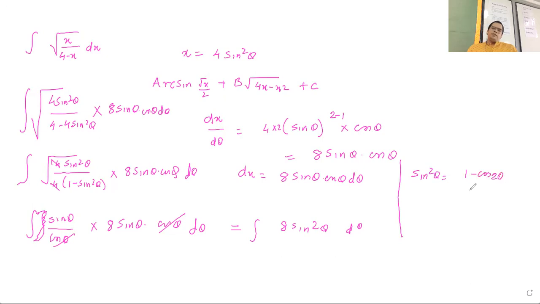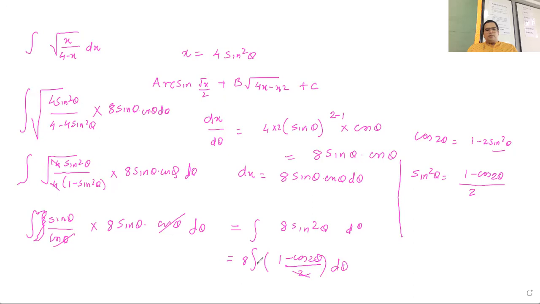And how do we get this? How do we get this is by making sine square theta the subject. So cos 2 theta is 1 minus 2 sine square theta. So if you make sine square theta the subject, you're going to get this part. So what I'm doing now is I'm going to put this value out here. So 8 is outside. I'm going to put 1 minus cos 2 theta upon 2 d theta.